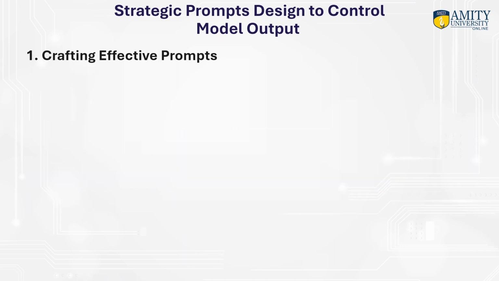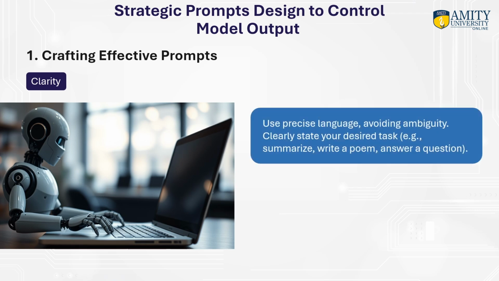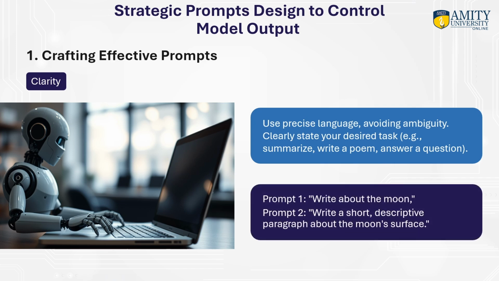So first I start with crafting an effective prompt. It is similar to what you have understood in your first session, where you covered the principles of an effective prompt. It is the same thing. For crafting an effective prompt, you must have clarity. Clarity is paramount here. You have to use precise language and clearly state the task. Instead of saying write about the moon, you can say write a short descriptive paragraph about the moon's surface. So you are very clear about what you want as an output from your AI model.